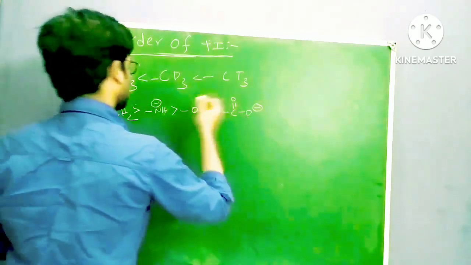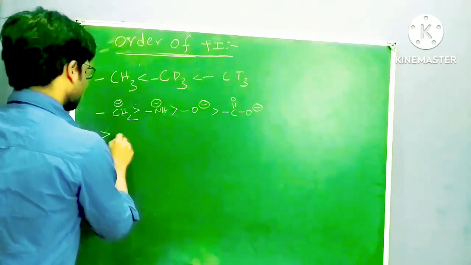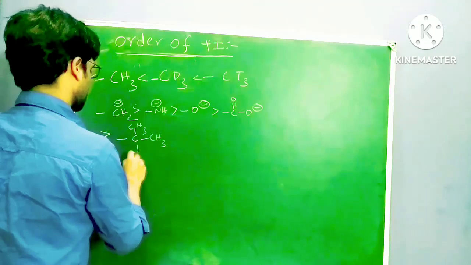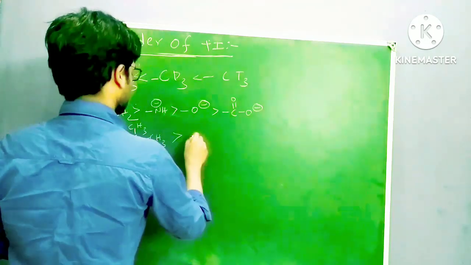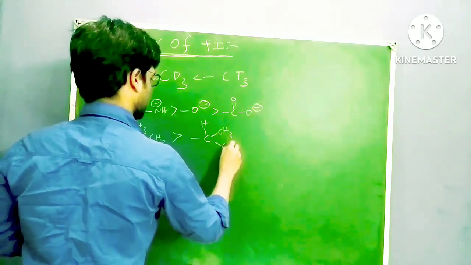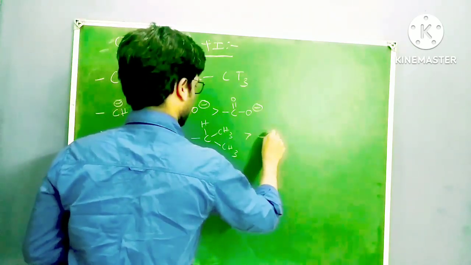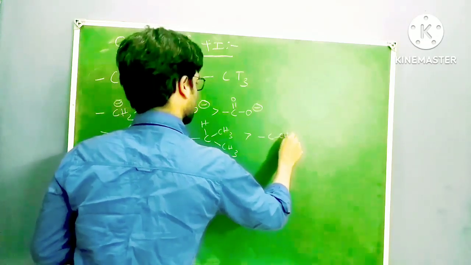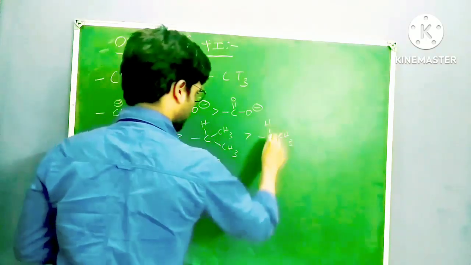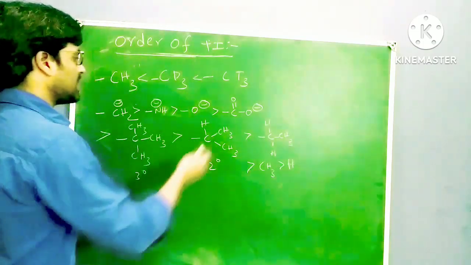COO minus. After COO minus, alkyl groups. What is alkyl group? Tertiary alkyl group. Here CH3, CH3, CH3. Then secondary alkyl group. Two methyl groups here. This is tertiary. This is secondary. Next, primary alkyl group. This is CH3, CH2. This is primary alkyl group. Then 0 degree alkyl group. After this, 0 degree alkyl group CH3. So after this, hydrogen.